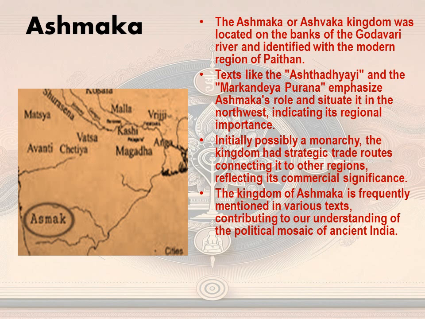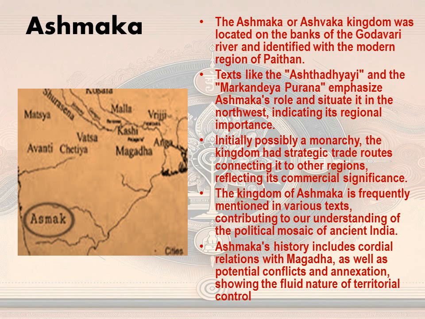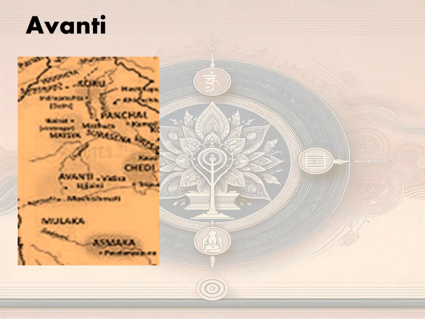The kingdom of Ashmak is frequently mentioned in various texts, contributing to our understanding of the political mosaic of ancient India. Ashmak's history includes cordial relations with Magadha as well as potential conflicts and annexation, showing the fluid nature of territorial control. So it was not that every time a kingdom had alliances with other kingdoms. Sometimes there was war, sometimes there were alliances.